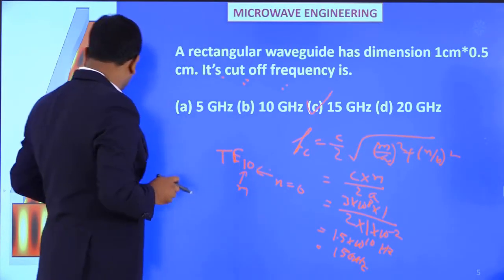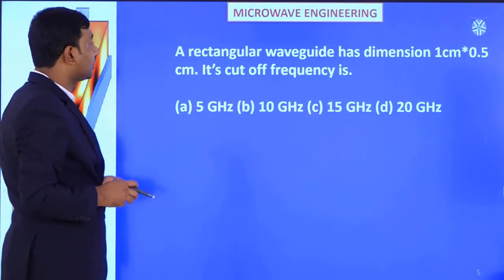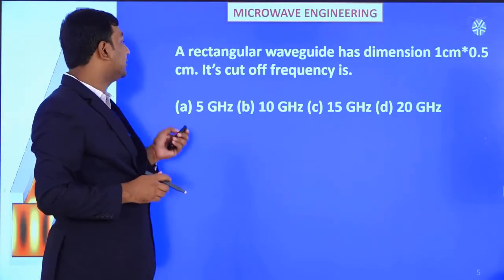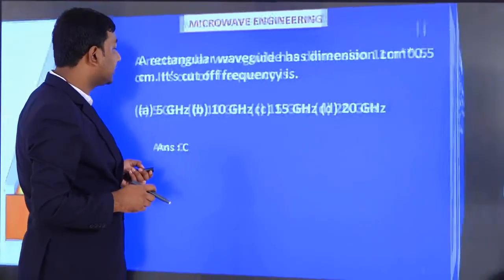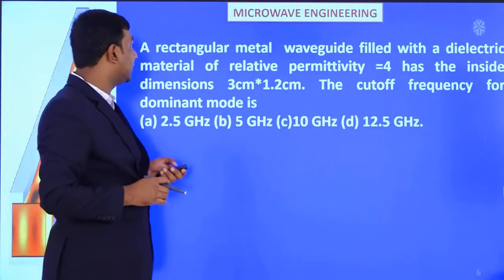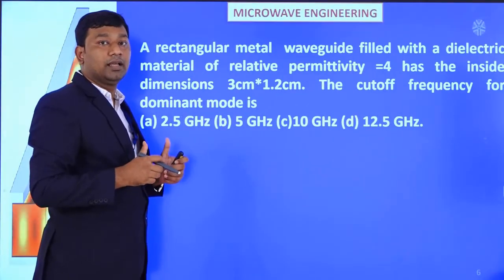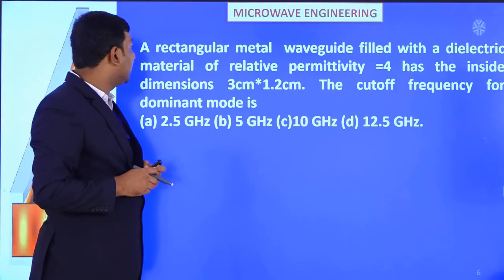Now we'll see the next question. A rectangular waveguide has dimensions 1 centimeter and another centimeter. Find its cutoff frequency. We already found it. Now we'll see the next question.